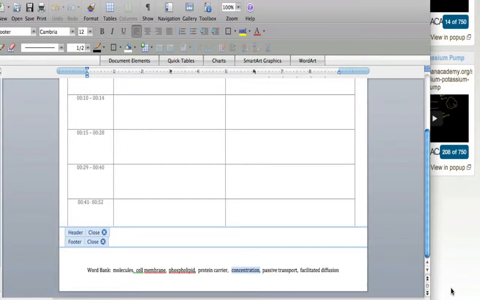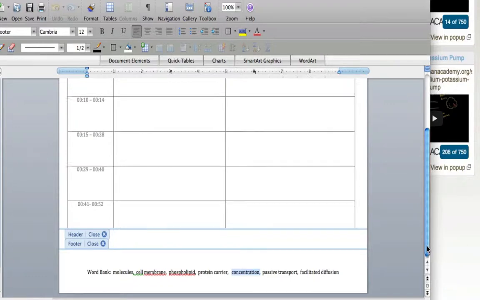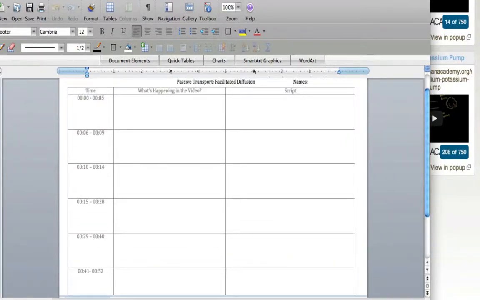individually. And then if the whole class or the majority of the class had a hard time using the word concentration in their script, then I would take that moment to bring the whole class together and do a think aloud to help students use that word concentration in their script.